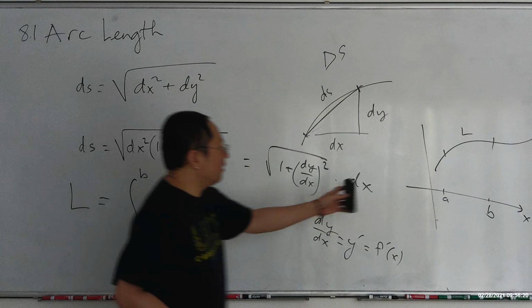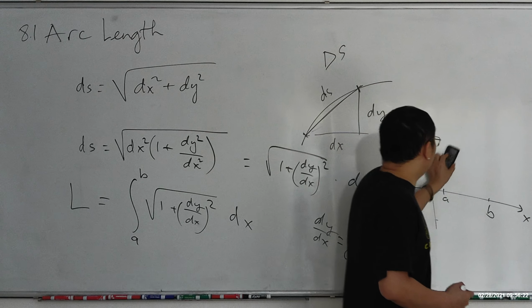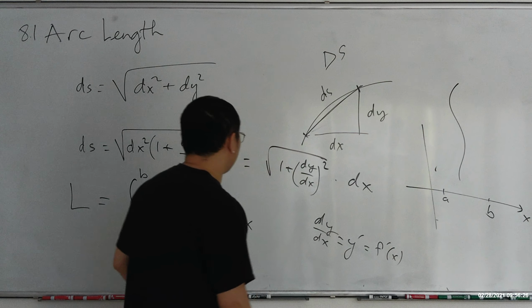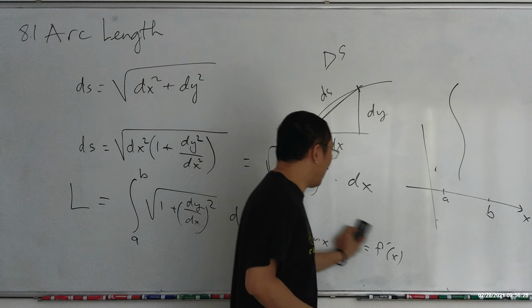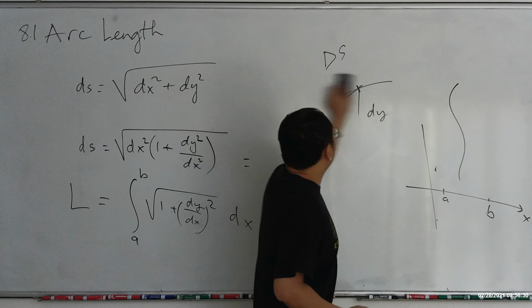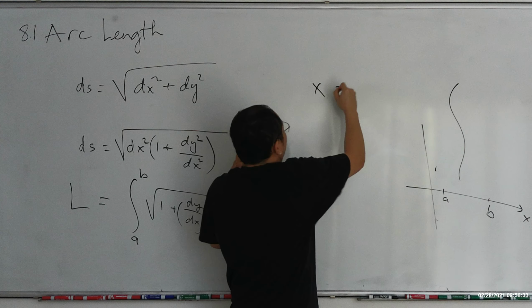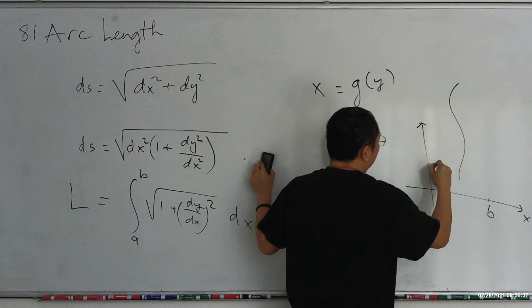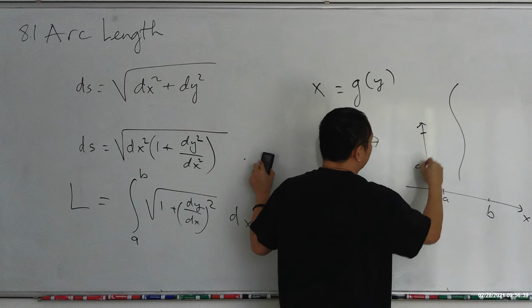What if your curve is not like this? What if your curve is like this? In other words, you have a function that is not y equal to f of x anymore. You have a function like x equal to, say, g of y. Now what? We don't say x runs from a to b anymore. This is like y runs from c to d.